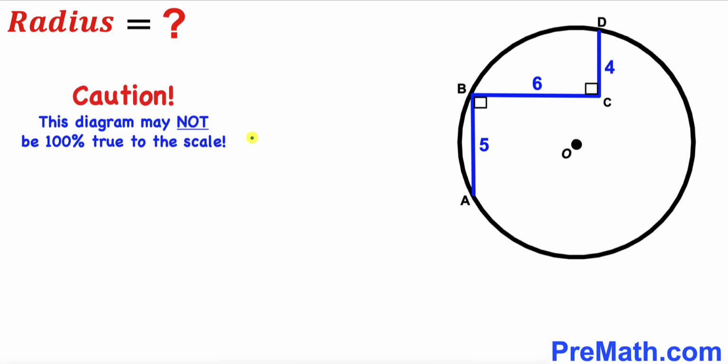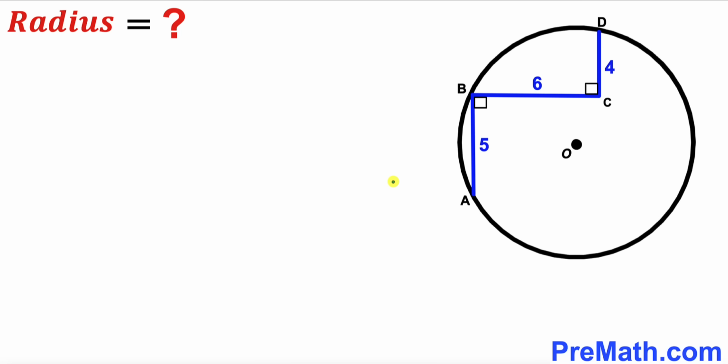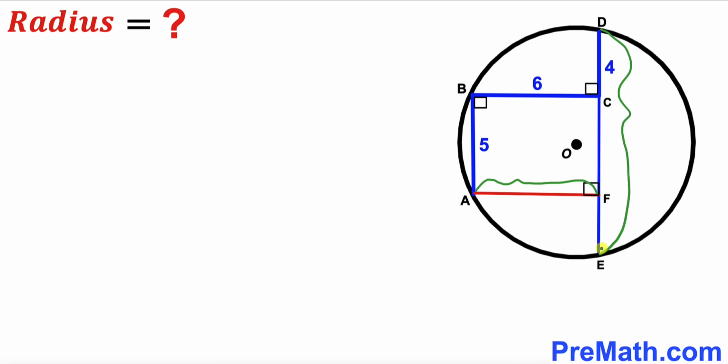And please keep in mind that this figure may not be 100% true to the scale. Let's go ahead and get started, and here's our very first step. Let's focus on this segment CD, and in this next step I have extended this segment CD all the way to this point E, and as a result we are ended up with this chord DE. And in this next step I have dropped this perpendicular AF on this chord DE. And as a result, we are ended up with this rectangle ABCF.